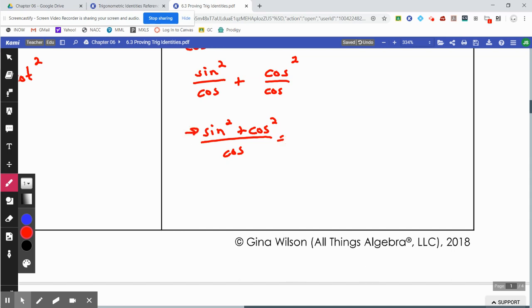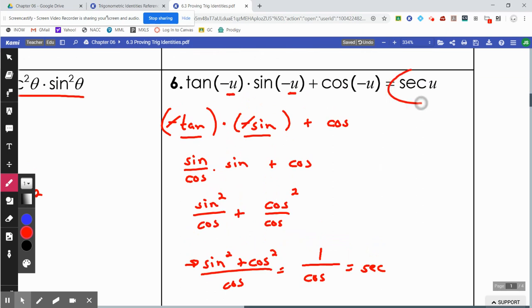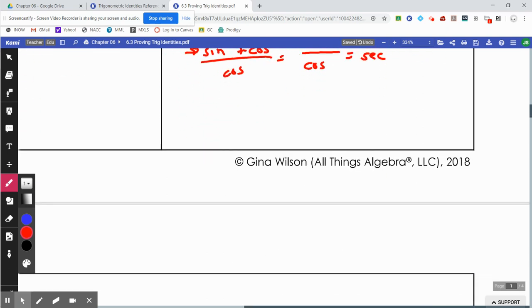Sine squared plus cosine squared is Pythagorean. That's equal to 1. So I now have 1 over cosine, which is equal to secant, which is what we're trying to prove it's equal to. Number 7.